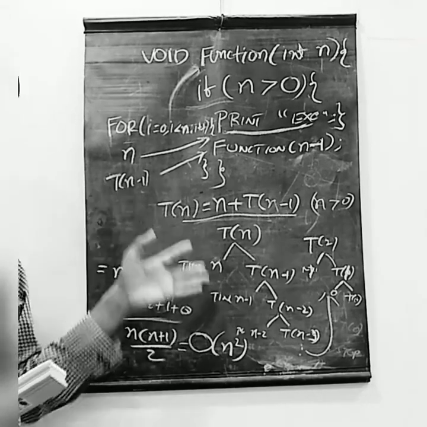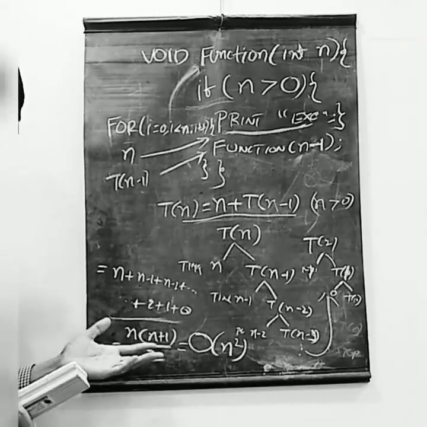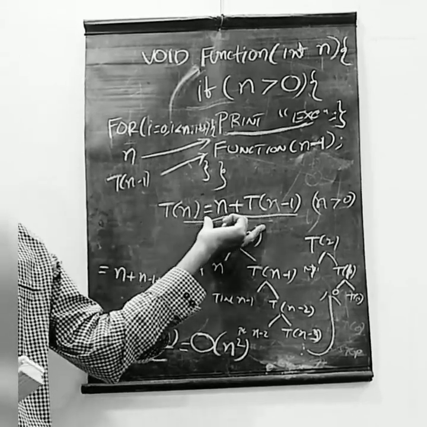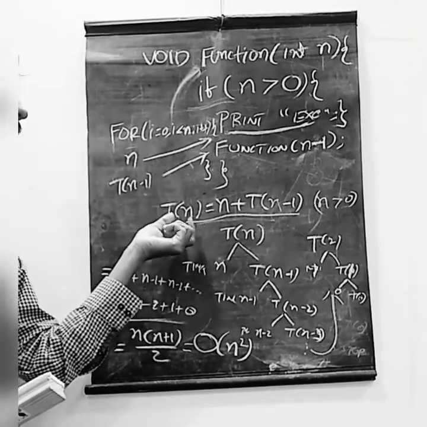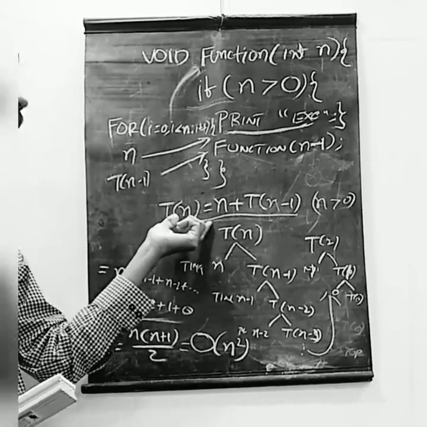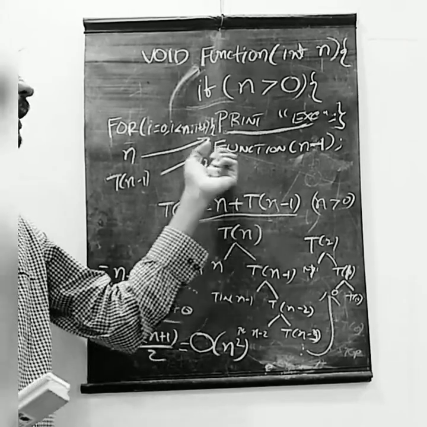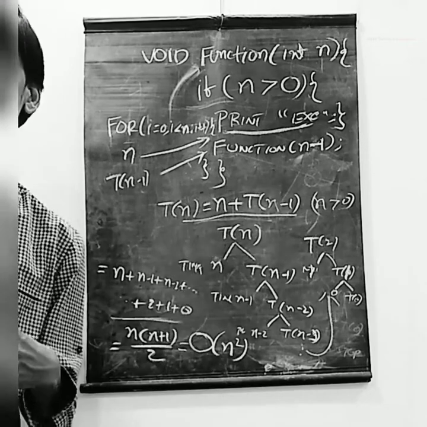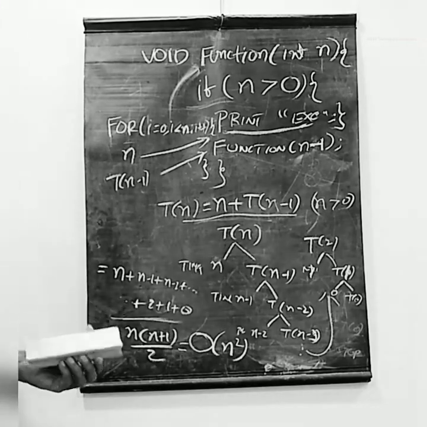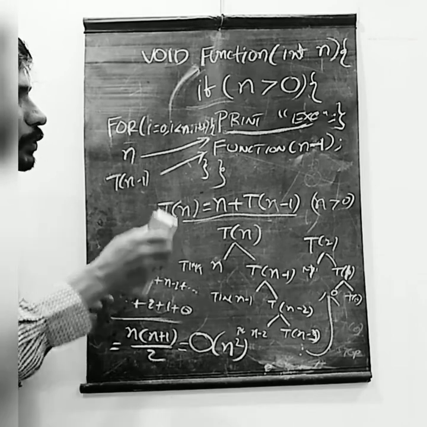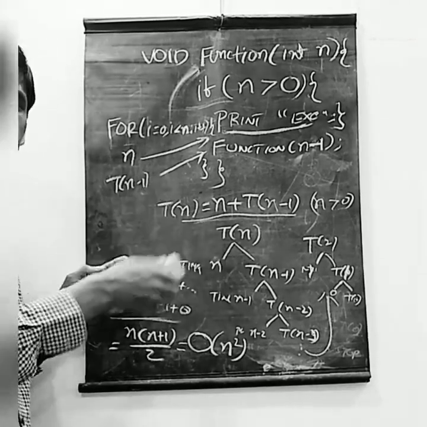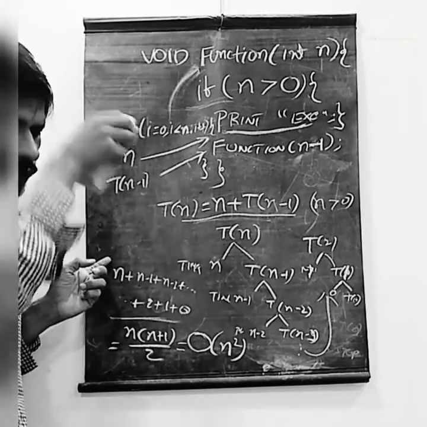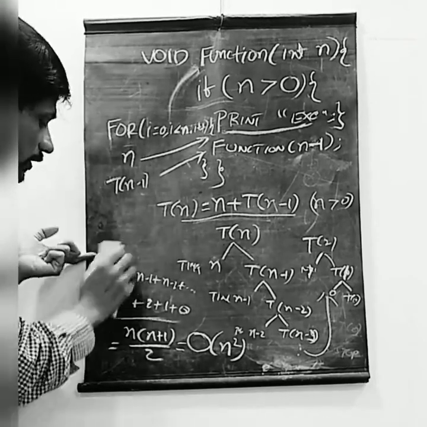So by using the recursion tree, we calculated the complexity of this program, and we identified the recurrence relation for this program: t of n equals n plus t of n minus 1, where n is greater than 0, right? Now we will try to understand some more by changing this same function with a few other lines.